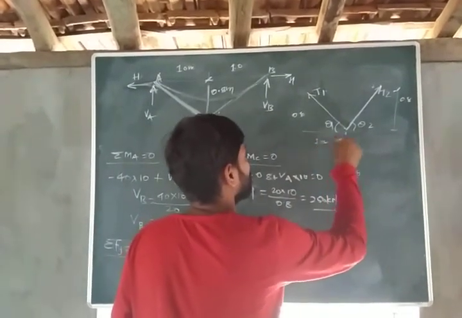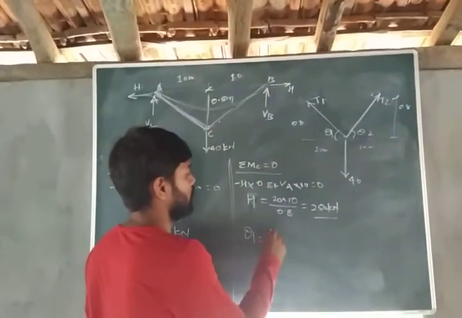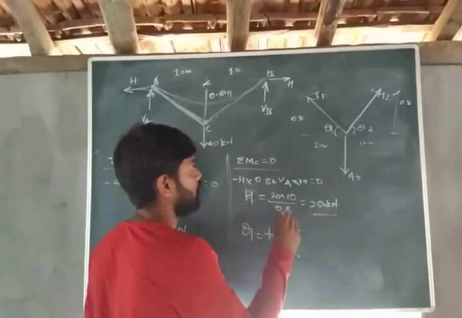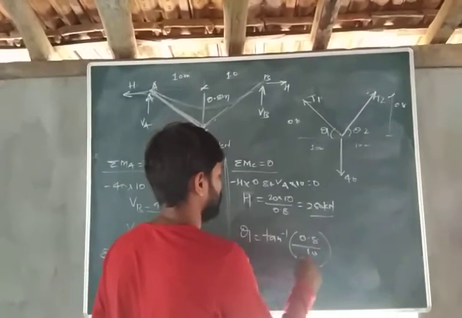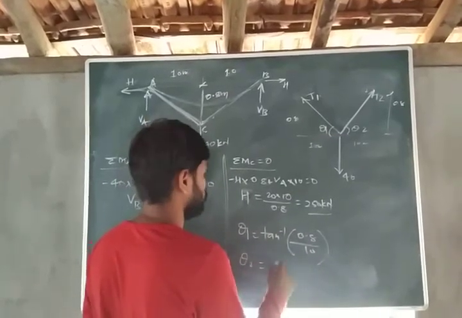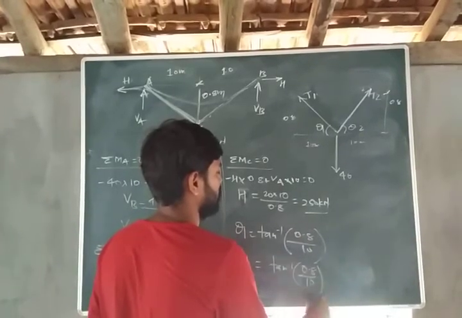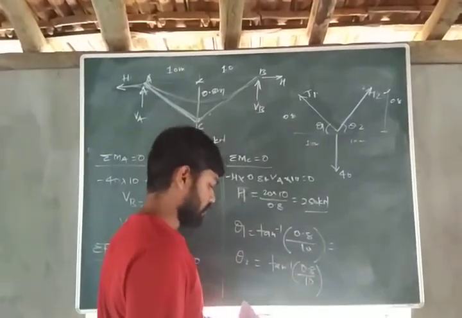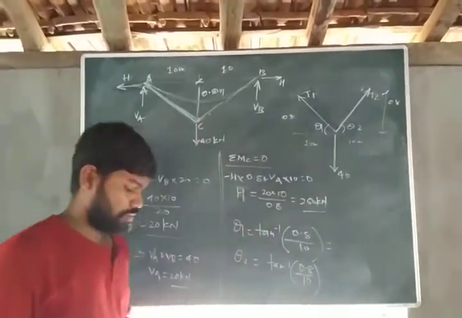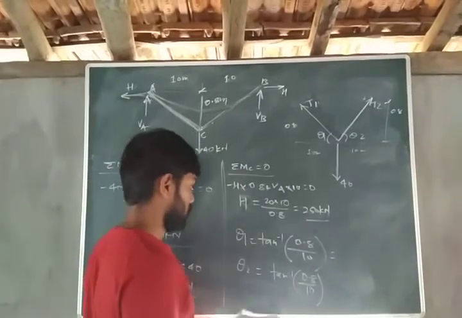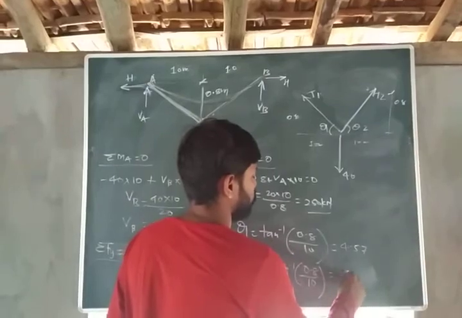This is 10 meter and this is 10 meter. So theta 1 will be equal to tan inverse of 0.8 divided by 10, whereas theta 2 is equal to tan inverse of 0.8 divided by 10. So theta 1 is equal to, let me check the value, 4.57. Theta 2 is also the same, 4.57.